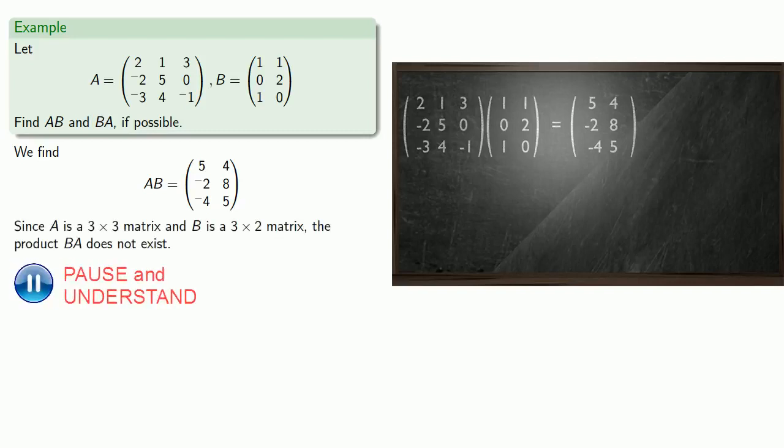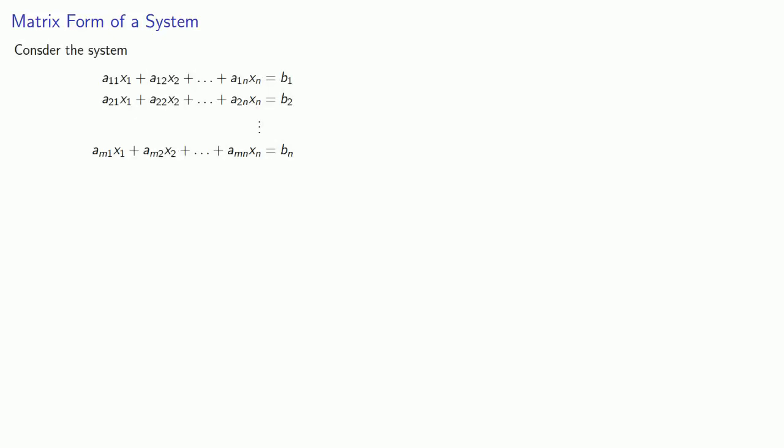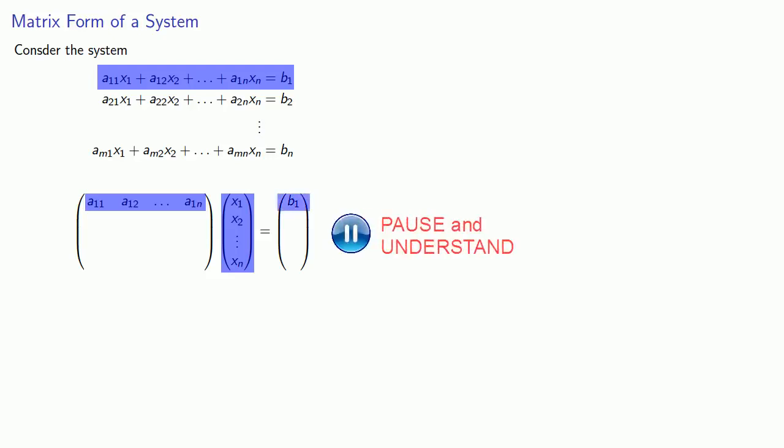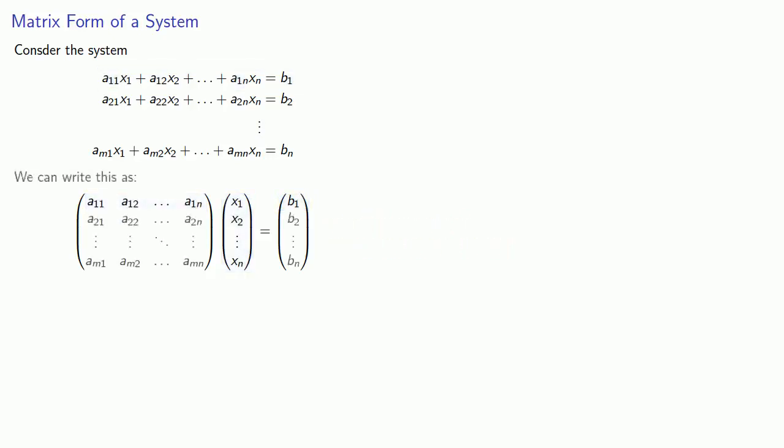not exist. Our definition of matrix multiplication also allows us to rewrite linear equations. For example, consider our system of equations, and note that if we look at each equation, we can read the expression on the left as the product of the row of a coefficient matrix with a column of the variables. And so our system of equations can be rewritten as the matrix product, coefficient matrix, times column vector of our variables equals column vector of our constant terms.